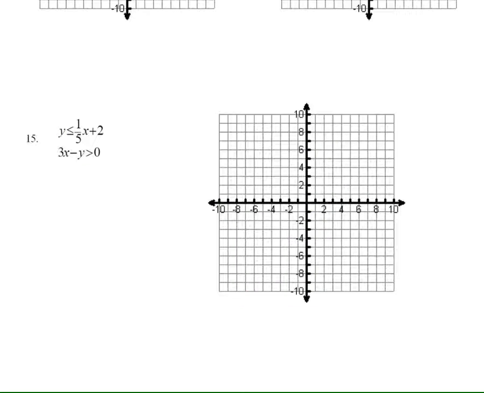For the next problem here, it's very similar, right? Still a system of linear inequalities. The first one's already in slope-intercept form. The second equation is not. So what I'm going to do is get the second one in slope-intercept form after I graph the first one. So to graph the first line, I'd go to +2, then go up 1 over 5, up 1 over 5. Determine if it's a dotted or solid line to connect them. Should be solid. And then I've got to figure out which side to shade.